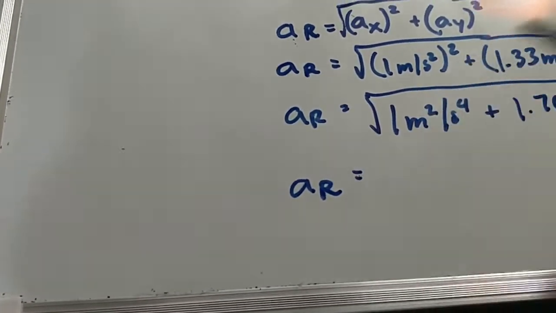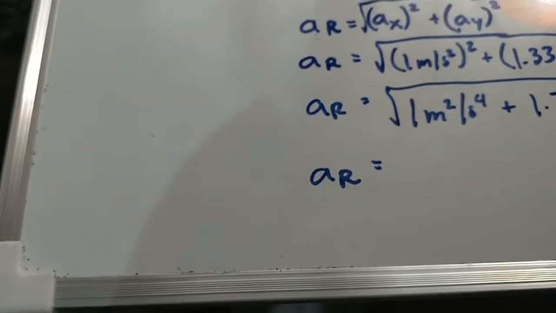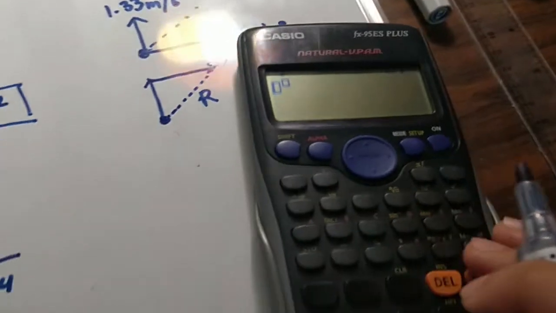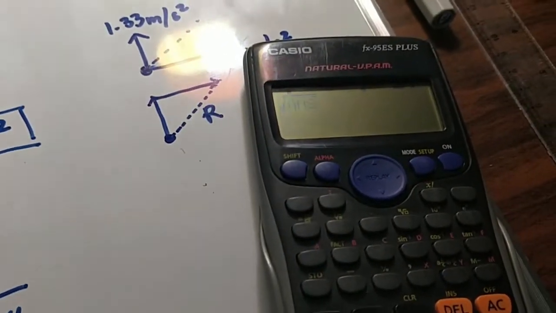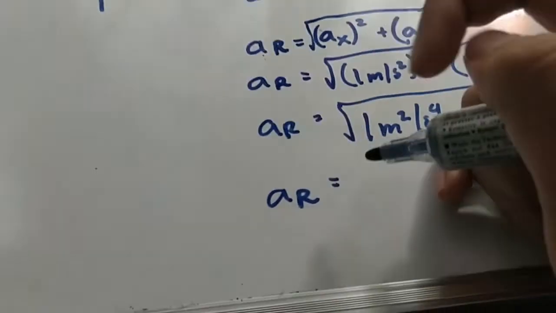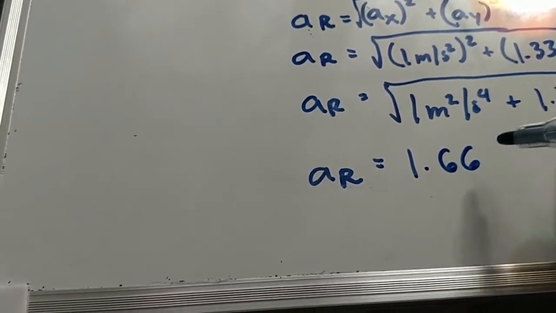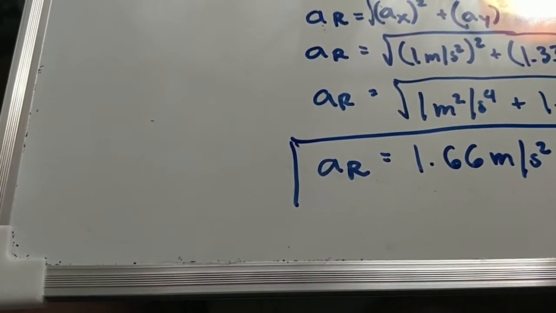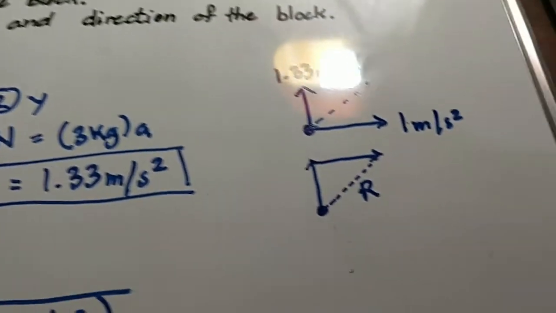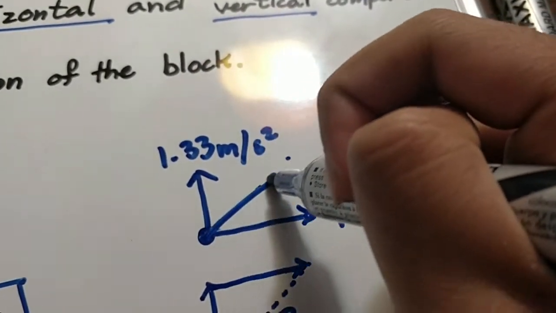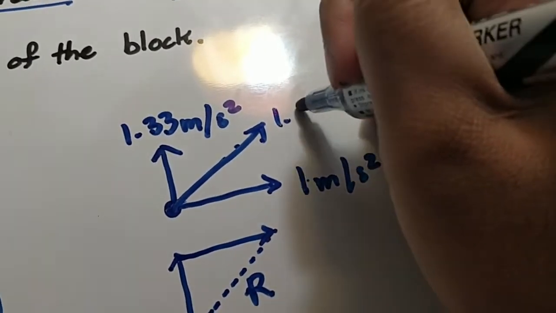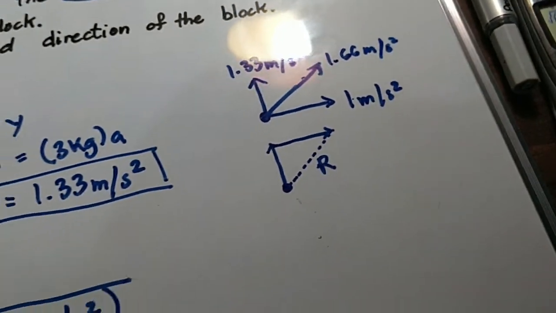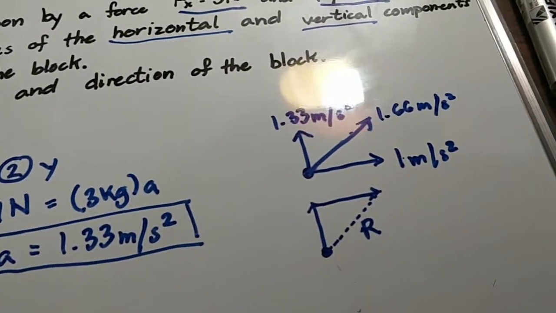So, skip na natin yung pag-add. Then, square root na rin natin sila. Square root of answer. Sagot is 1.66 meter per second squared. Yan yung ating magnitude ng block. Meaning, ito yan, papunta dito. Yan ay 1.66 meter per second squared.